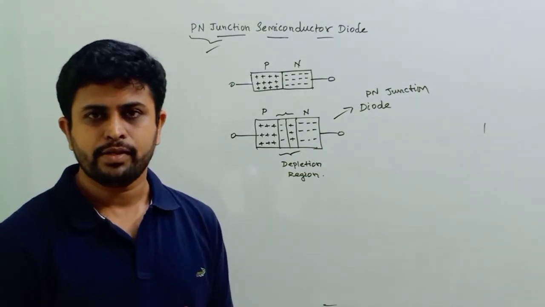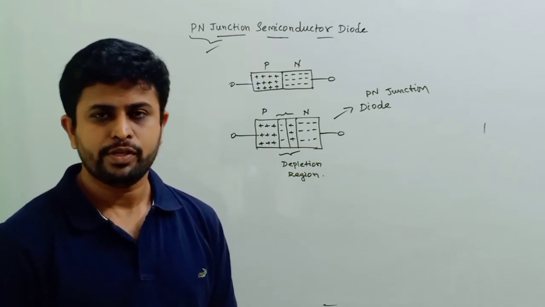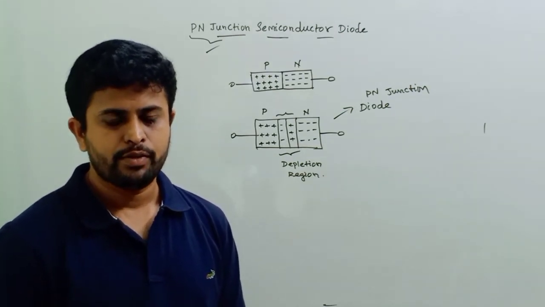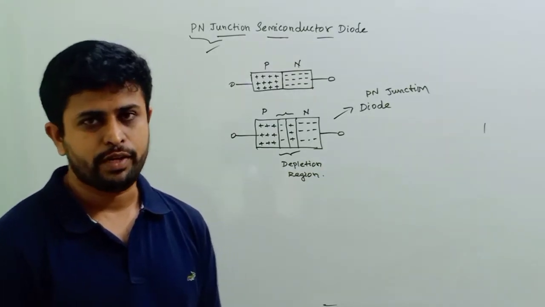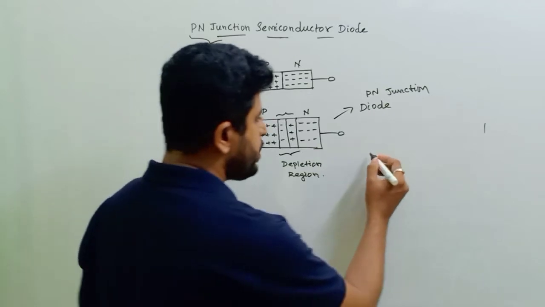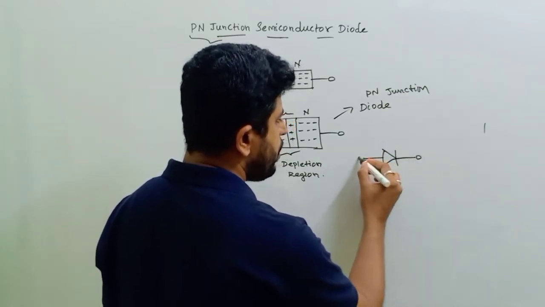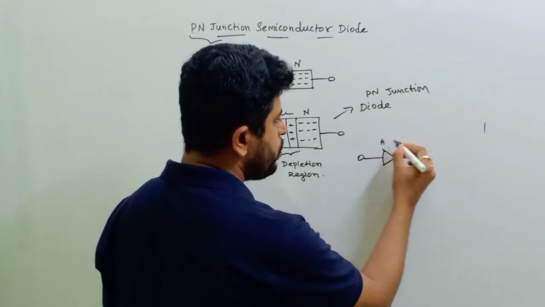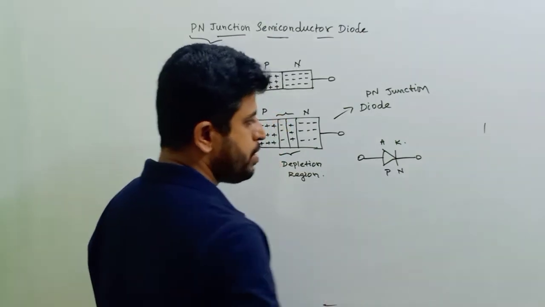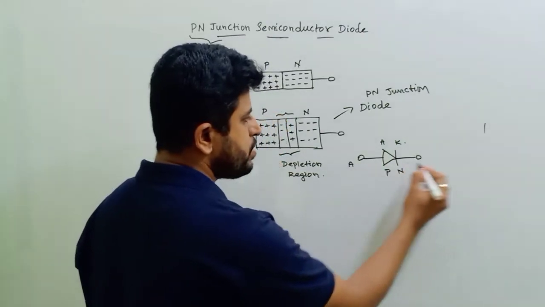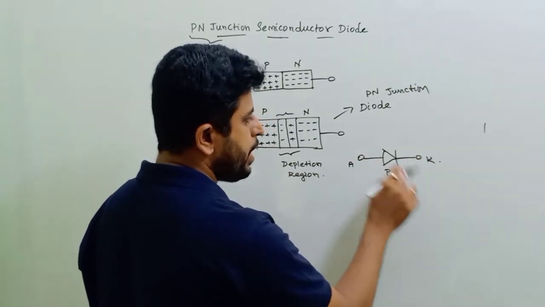Now let us see the working of this diode, how we can make this diode operate. Before that, first we'll see the symbolical representation of the diode. See here, a diode can be represented with a symbol like this, and this is called the anode and this is called the cathode. This is our P region and this is our N region. So you can say this is anode, cathode, and this is P and N.